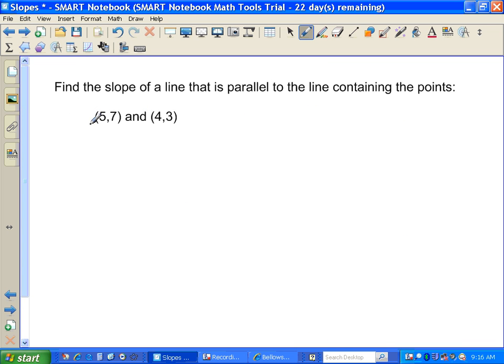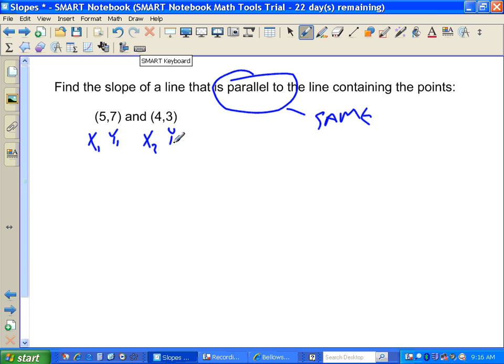Okay, all right, find the slope of a line that's parallel to the line containing these points. Notice parallel. So what do we know about the slope of parallel lines? The same. So let's start by finding the slope. Let's get rid of that so you don't think it's a negative. X1, Y1, X2, Y2. Slope is Y2 minus Y1 over X2 minus X1. I write it every time just because I want you to remember.